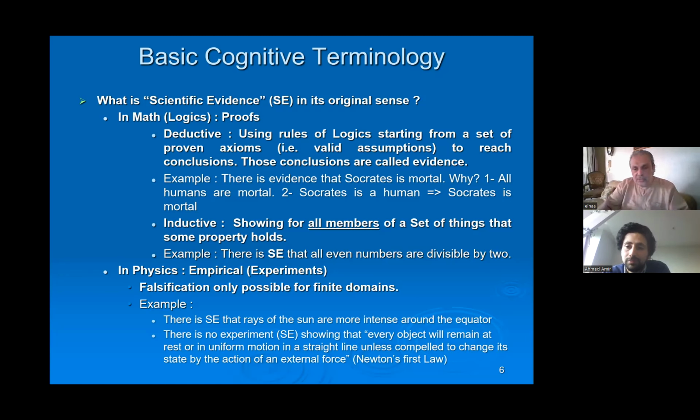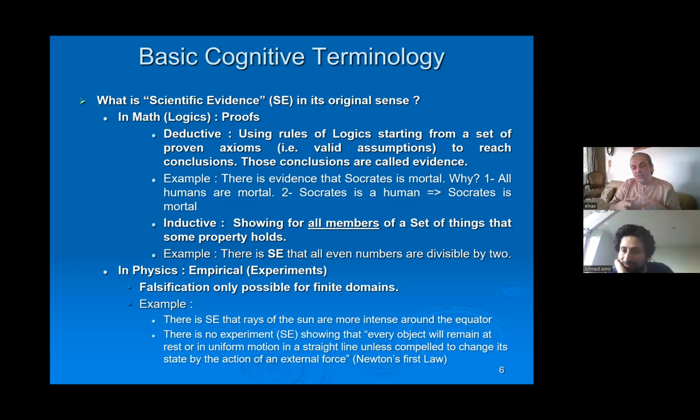If we can do the experiment, we have scientific evidence. For example, if we want to know whether the rays of the sun are more intense around the equator or not, we go there and we test them and we measure them. So this is a legitimate experiment. And there are some things where you cannot do experiments, but whatever experiment you do doesn't falsify the rule, like Newton's first law. We cannot do the experiment of leaving an object traveling forever, so it can be right or it can be wrong.